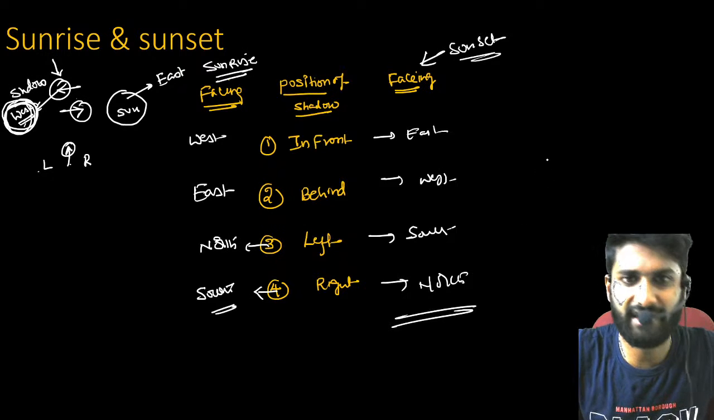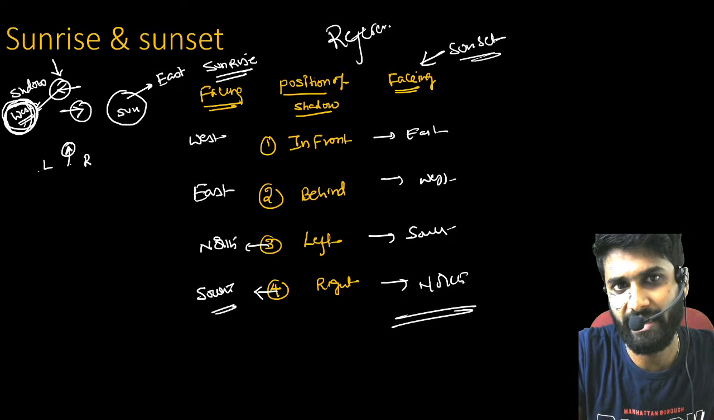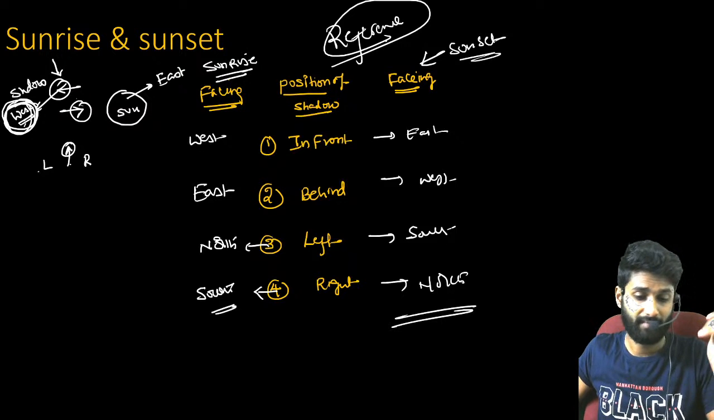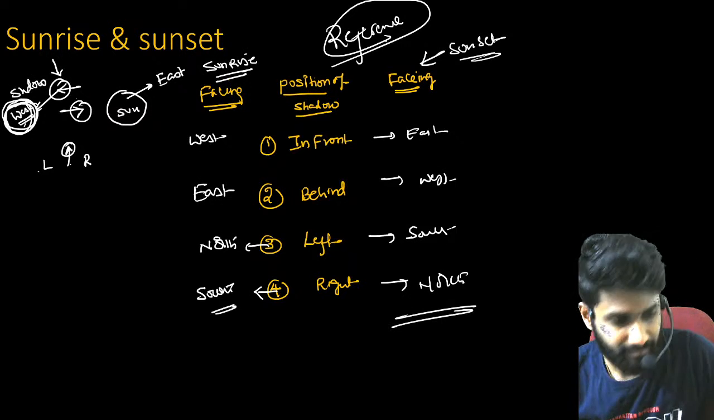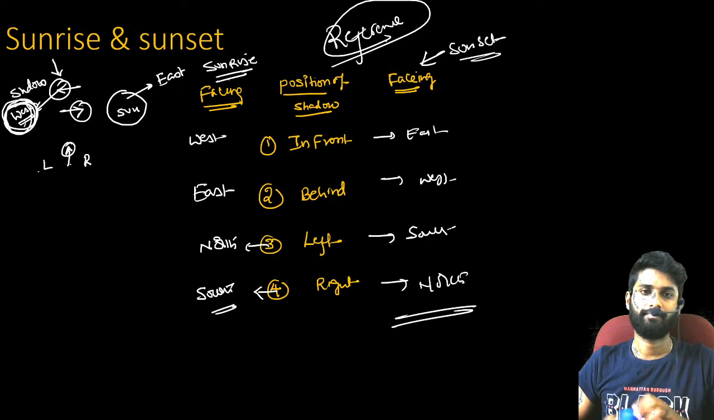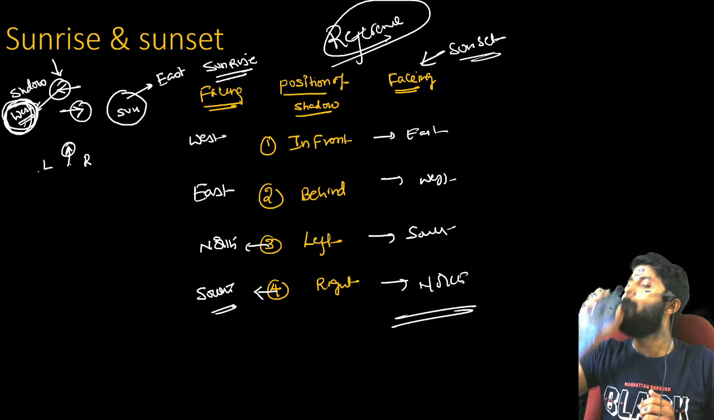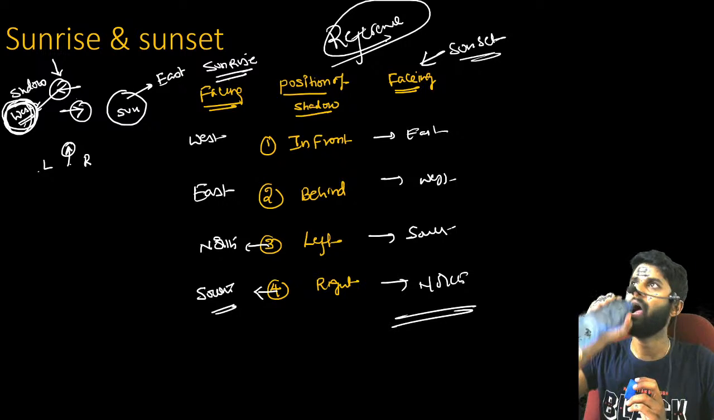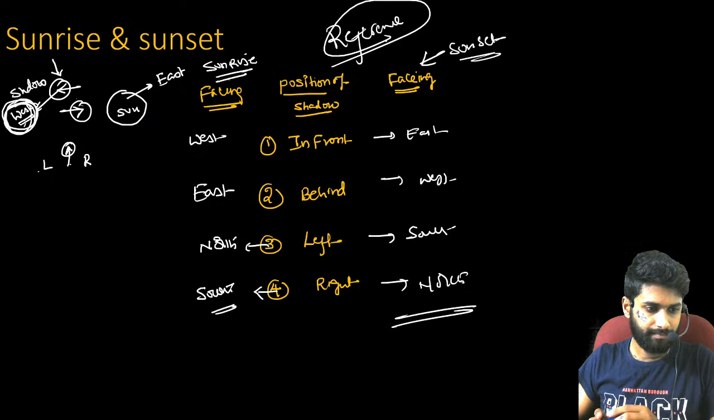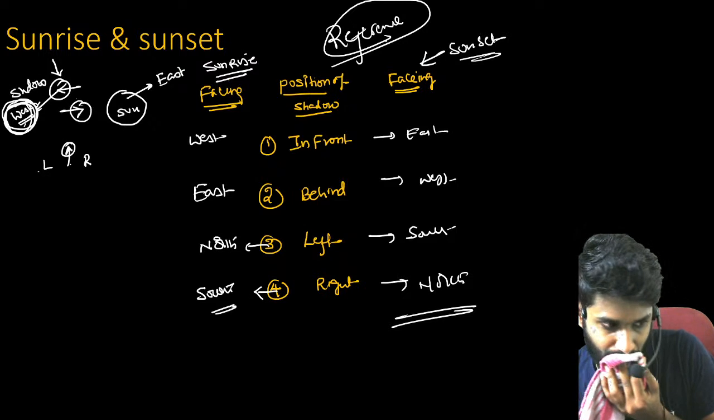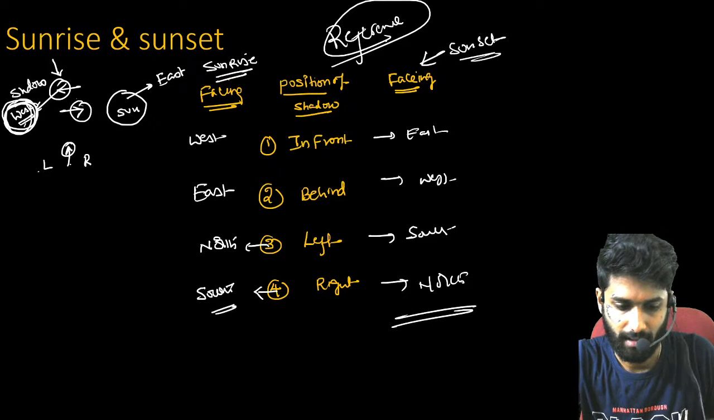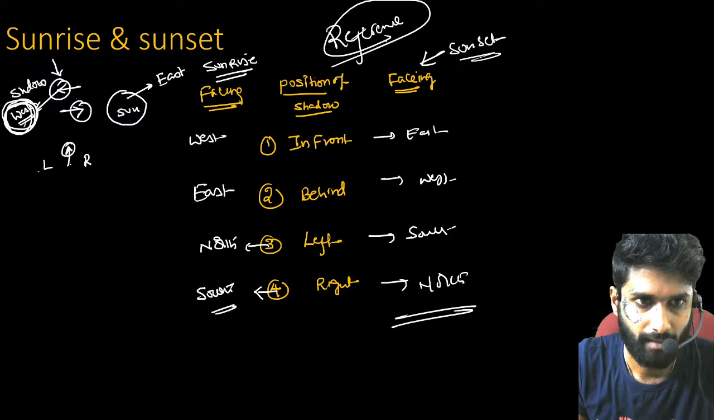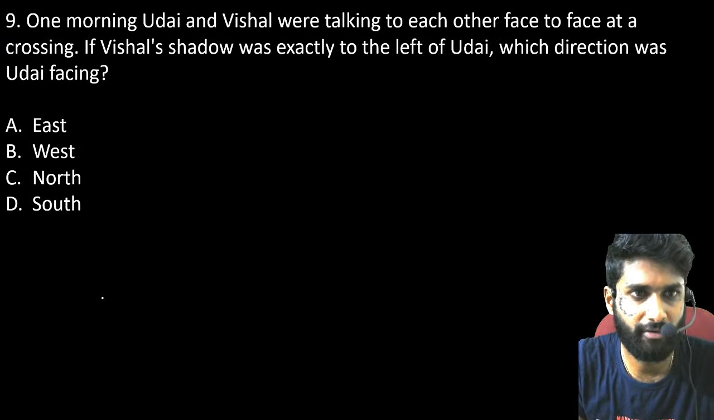Clear? So just take a reference point. If you take any reference word, then you can easily solve the questions of sunrise and sunset. So these are the 8 questions. Is the concept clear? Yes, here is question number one. Give me the answer.